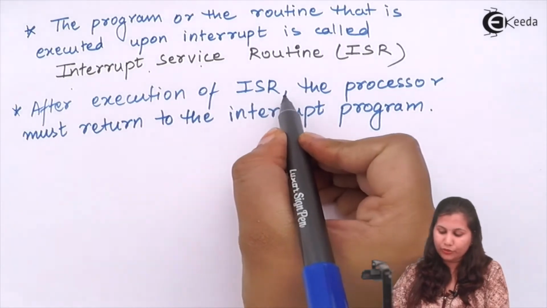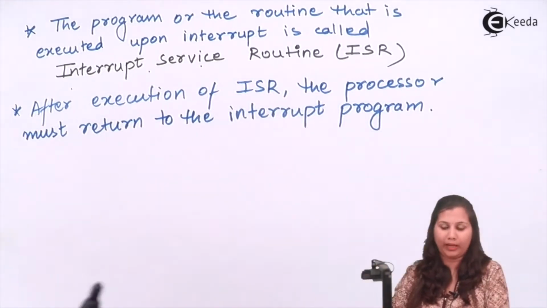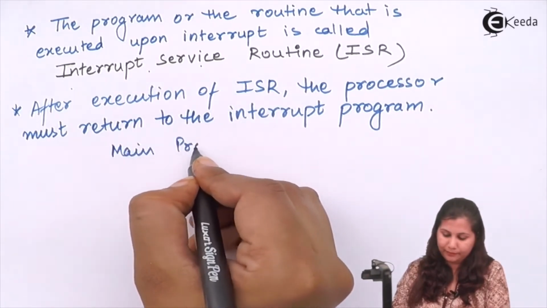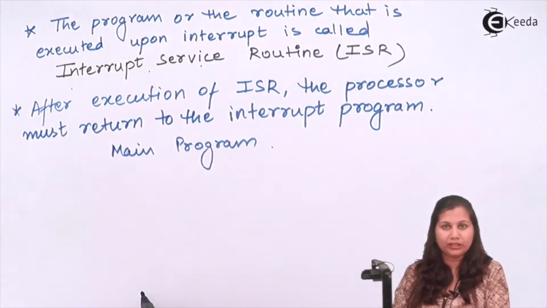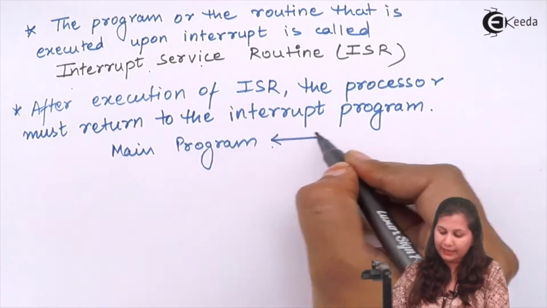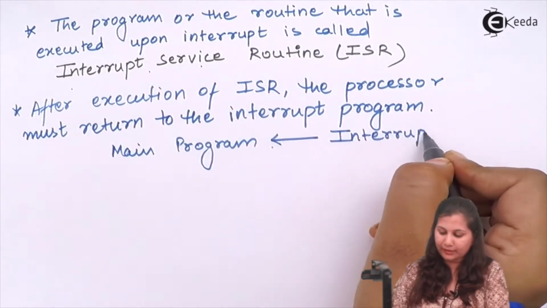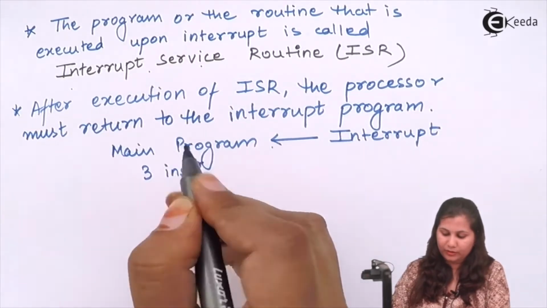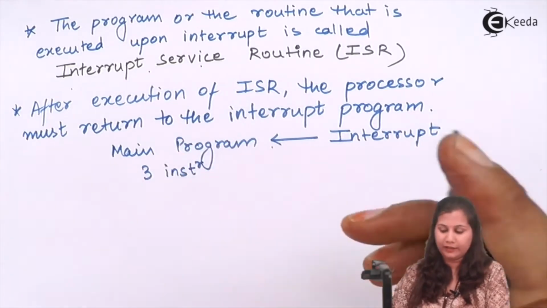So after execution of the ISR, the processor must return to the interrupted program. This was our main program. The processor was executing this main program. Suddenly an interrupt has been given to the processor. Suppose at the third instruction of the main program, an interrupt has been given.